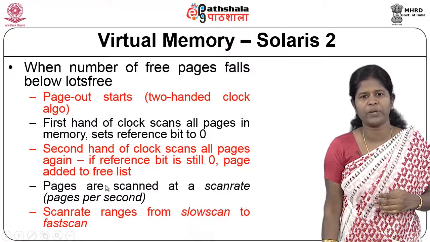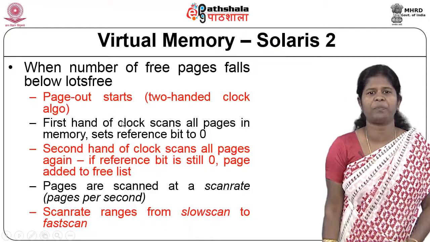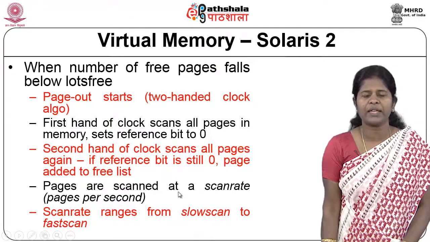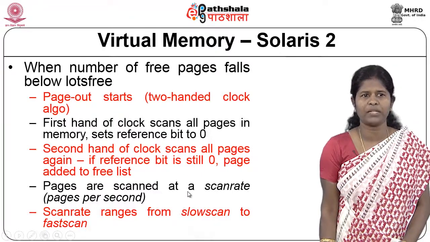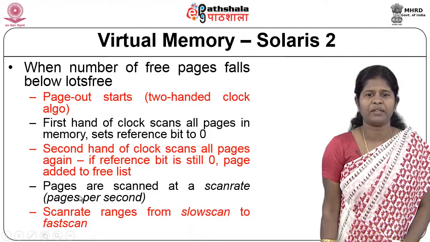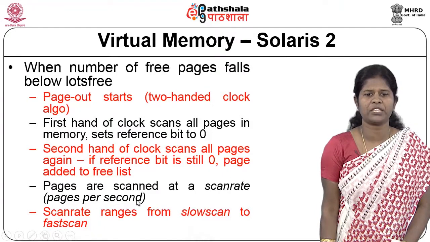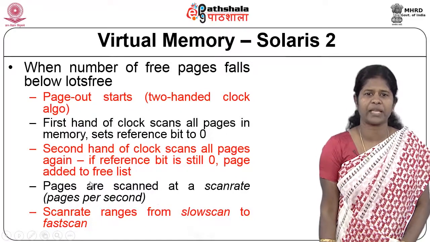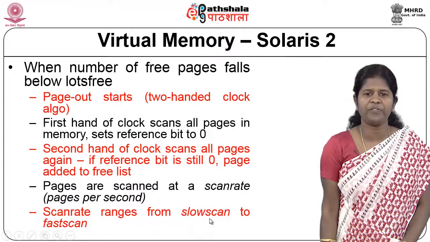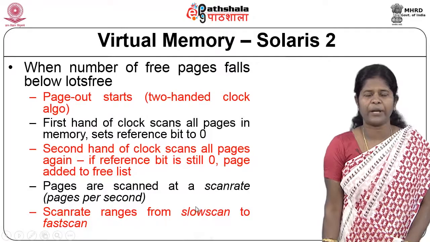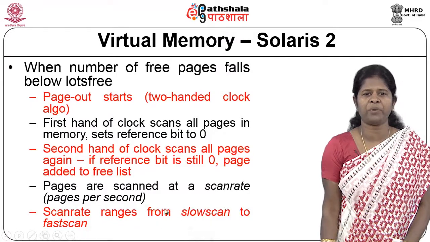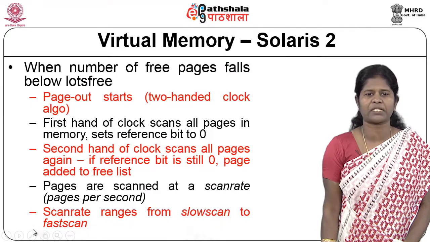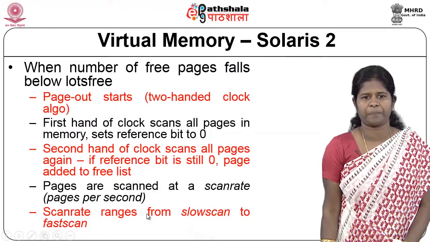And the rate at which pages are scanned or checked is called the scan rate, and the scan rate is measured in pages per second. And the rate at which the scanning is done can also vary from one value to another. So, the minimum value is slow scan and the maximum value is fast scan.